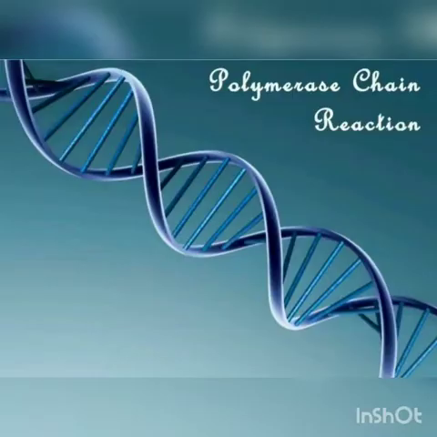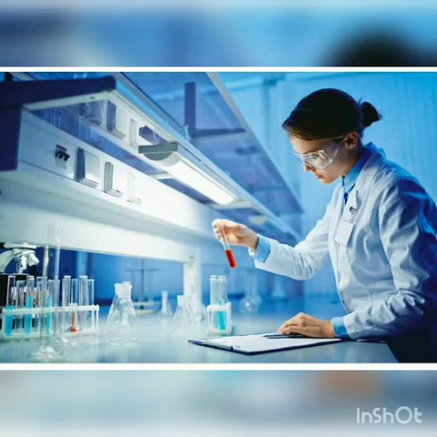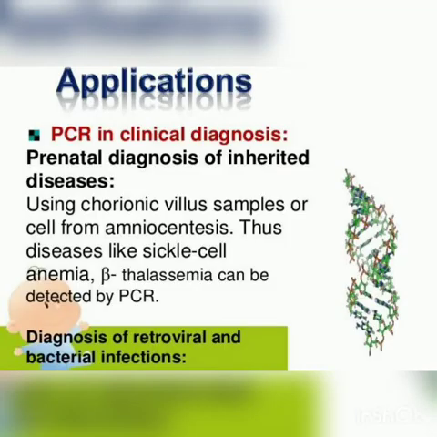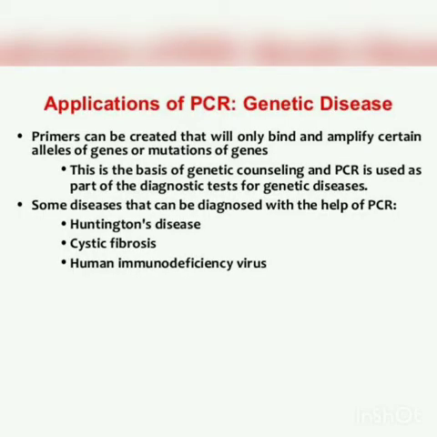DNA has a unique sequence that can be detected by PCR, often used on clinical specimens such as blood, stool, etc. PCR is also employed in the prenatal diagnosis of inherited disease by using chorionic villus samples or cells from amniocentesis. Diseases like sickle cell anemia, beta thalassemia, and phenylketonuria are some of the hereditary diseases that can be detected with the help of PCR.